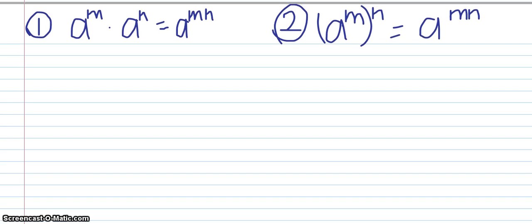The first property I'm going to look at is if we have a to the m times a to the n power, we are going to add our exponents. And remember that this has to be the same base in order to do this.